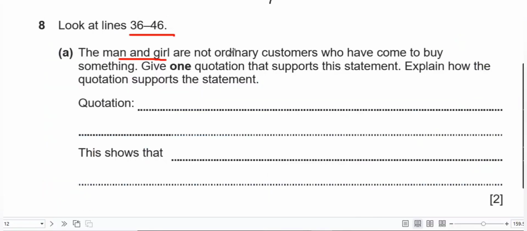The man and the girl are not ordinary customers who have come to buy something. Of course, it's clear. Give one quotation to support this. Okay. Give me evidence for that. Explain how quotations support the statement.